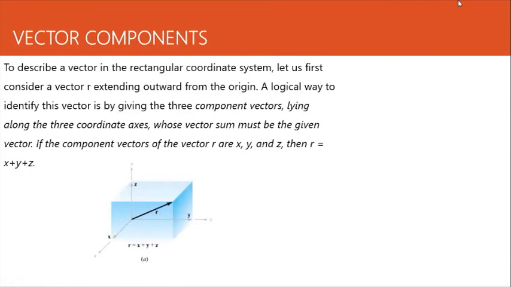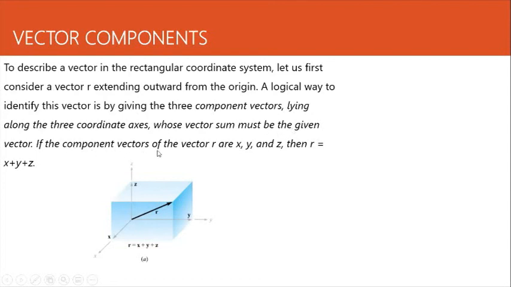Okay, now we have the vector components. To describe a vector in a rectangular coordinate system, let us first consider a vector R extended outward from the origin. Then, a logical way to identify this vector is by giving three component vectors. Kasi dati kung two axis lang yung kino-consider natin, meron tayong X na naka-horizontal, then pag sa vertical is Y axis. In this given, we have a three-coordinate axis, then whose vector sum must be the given vector.